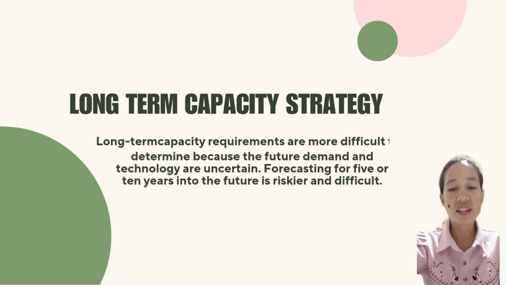Long-term capacity planning is difficult because no one can predict the future. Demand might change and new technology could replace current products. That's why companies need to look at trends, marketing plans, and product life cycles when planning for the next 5 to 10 years.